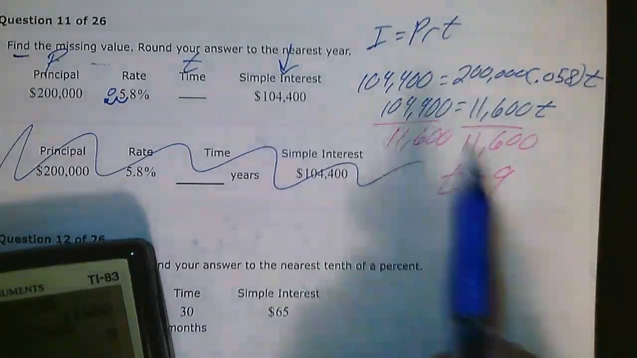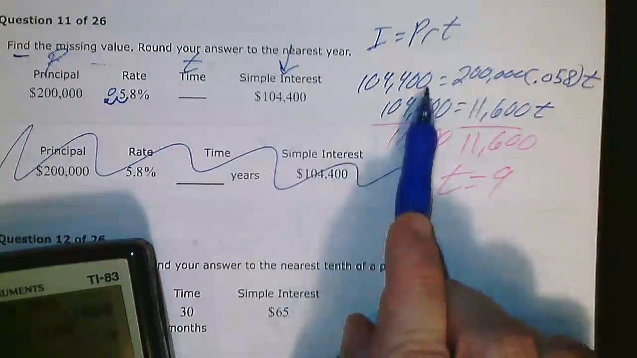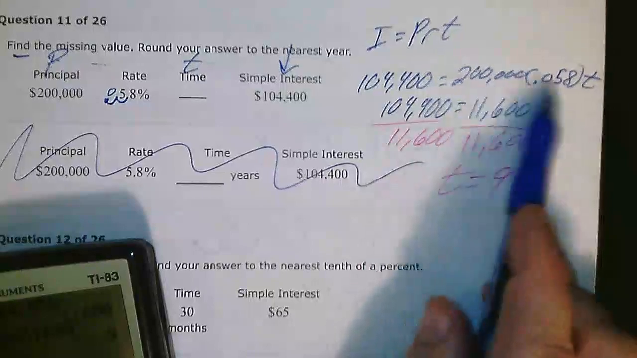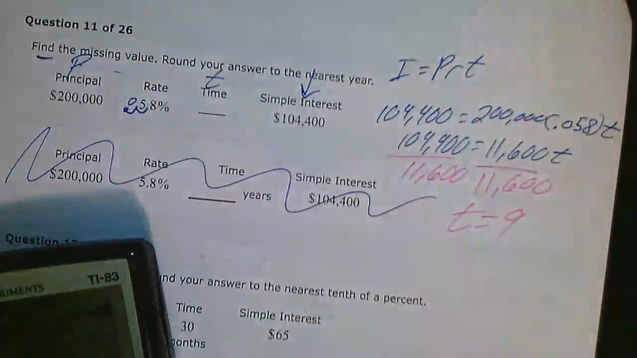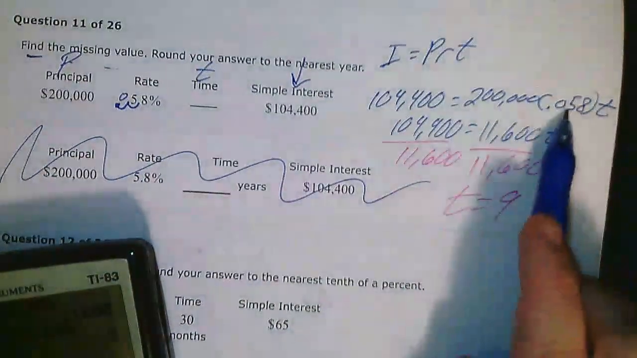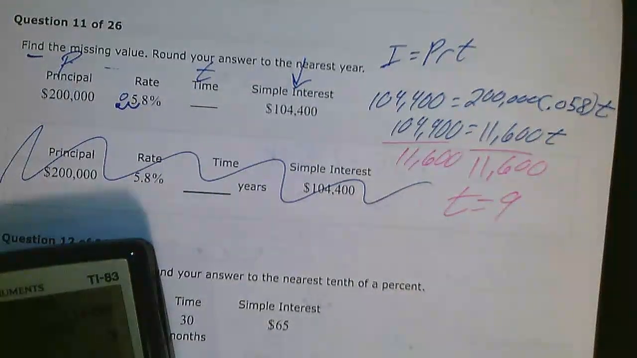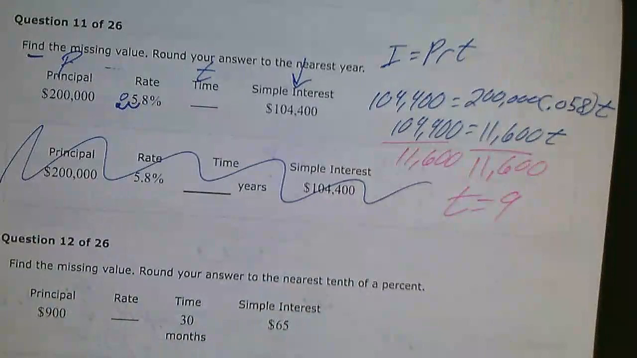So the other way we could have done this is take 104,400 and just divide by each of these pieces individually. Divide by 200,000, hit enter, divide by 0.058 and hit enter, and you would get the same thing.